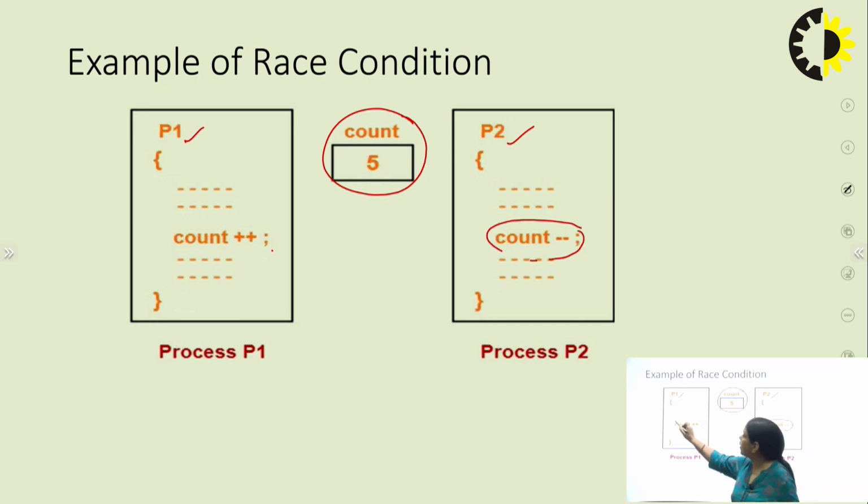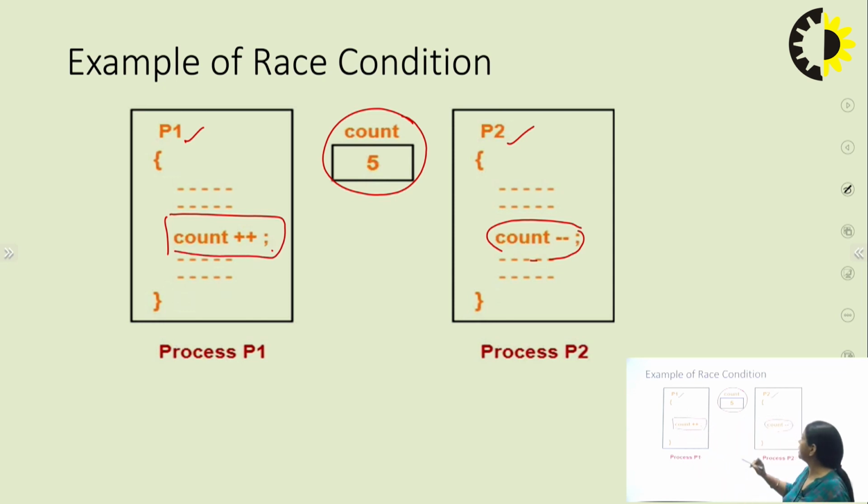And this count variable, because in this section it is a shared variable, that's why it is known as a critical section. This is known as the critical section portion of these processes. Because we have a shared variable here, this process wants to increment the value of count and this process wants to decrement the value of count.